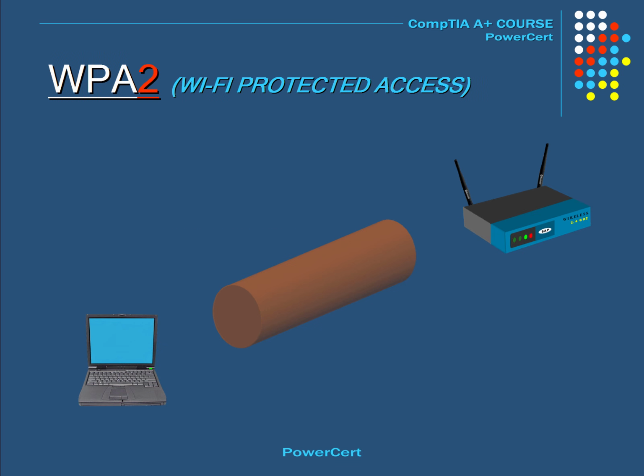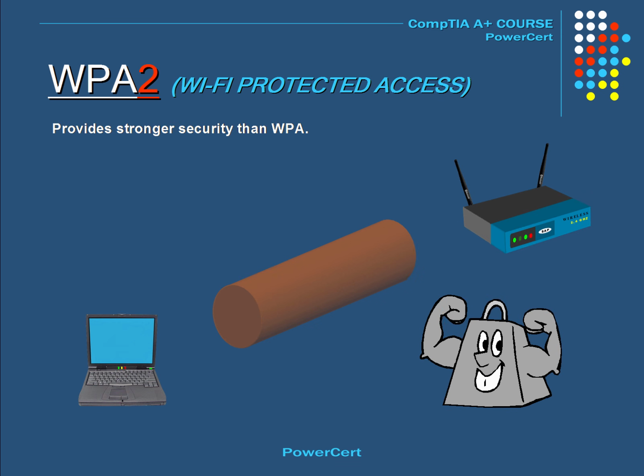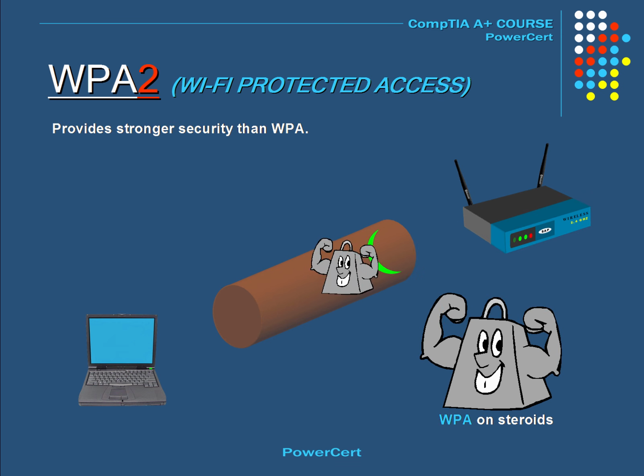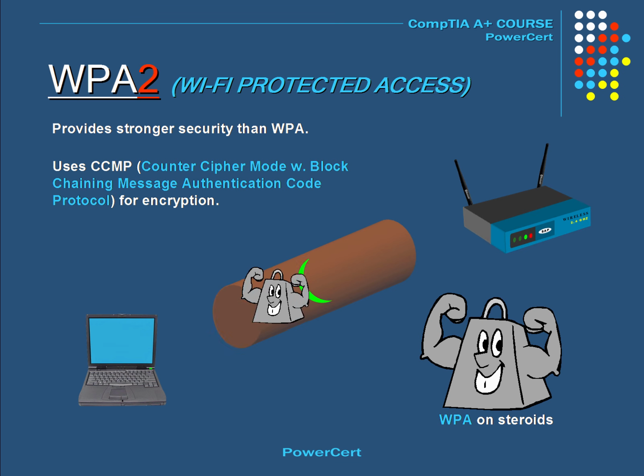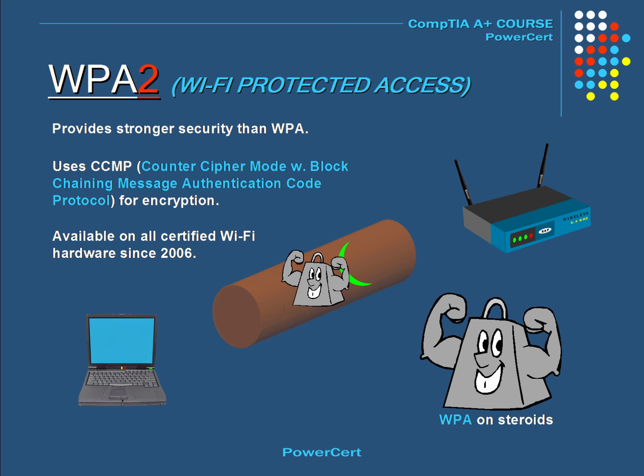Building on the security of WPA, WPA2 was developed to provide even stronger security than WPA. And it does this by requiring the use of a stronger wireless encryption method. While WPA uses Temporal Key Integrity Protocol for encryption, which is known to have some limitations, WPA2 uses CCMP for encryption. And CCMP is more secure because it uses an enhanced data cryptographic encapsulation mechanism. And since 2006, WPA2 is available on all certified Wi-Fi hardware.